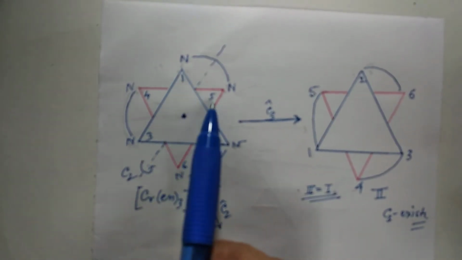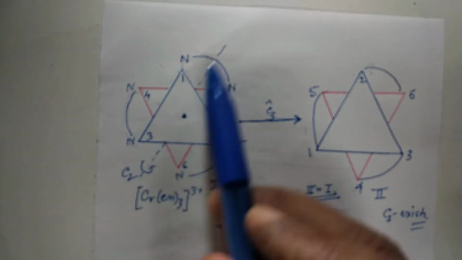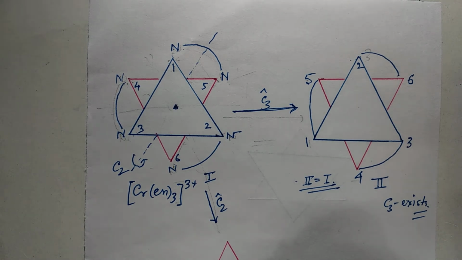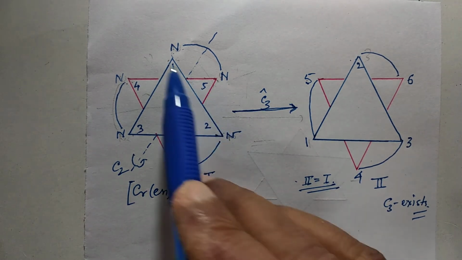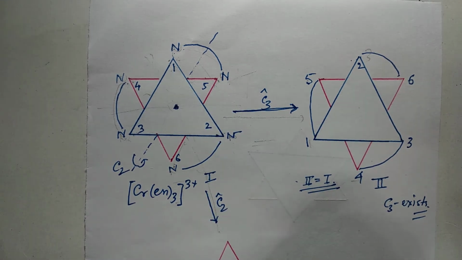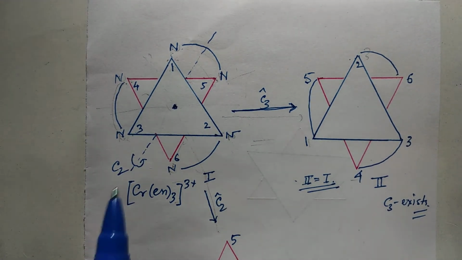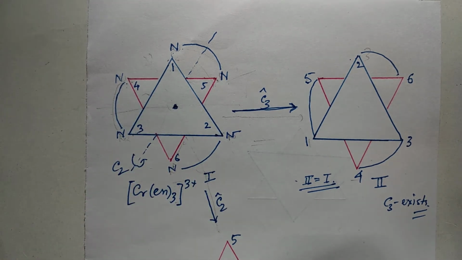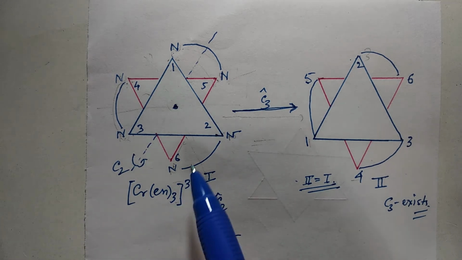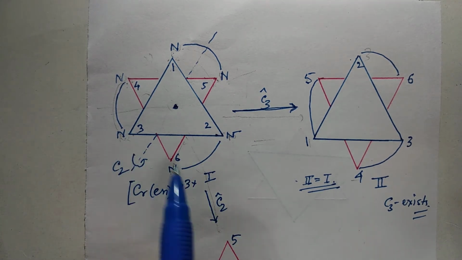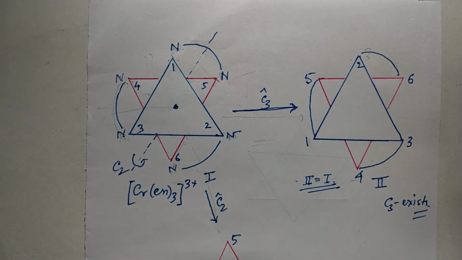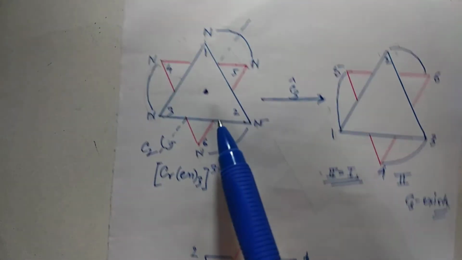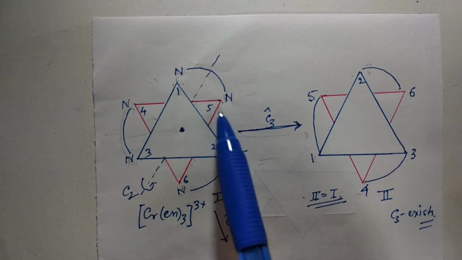and 3 and 5 will exchange places because the rotation axis is this. 3 and 5 will exchange places. 3 will come here. No, this is 1. 1 and 5 will exchange places. This will come here 1 and this will be 5. Similarly, 4 and 2, they will exchange places. 4 will come here and 2 goes there. 3 and 6 exchange places. 3 comes here and 6 goes here. And here we find 1 and 5 to be bridged.